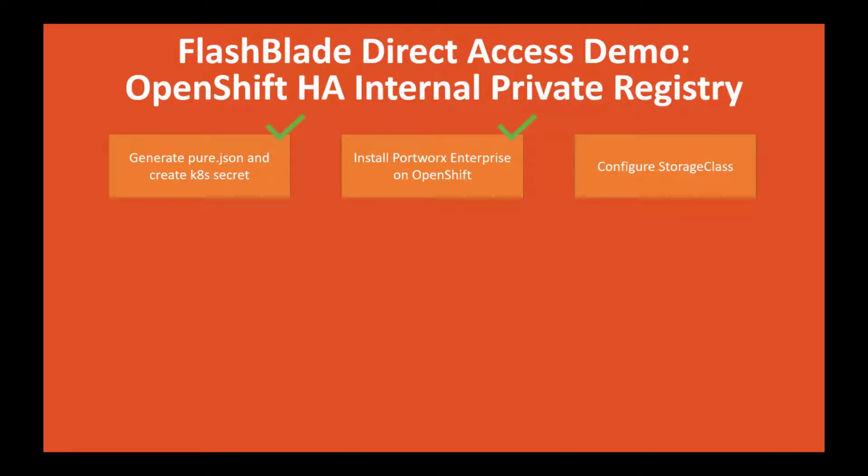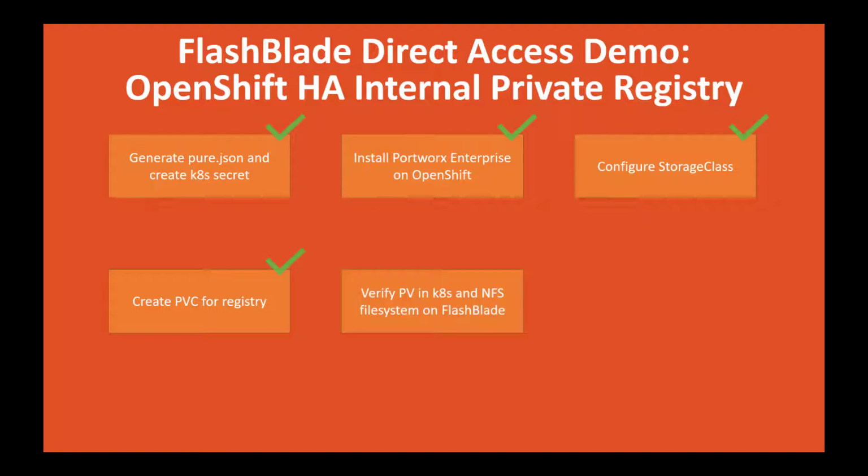Next, we'll configure the storage class that references our FlashBlade through the Portworx provisioner, and then create our persistent volume claim for our internal private registry backing storage. We'll then verify the PV in Kubernetes and Portworx and take a look at the resultant file system in the FlashBlade UI. Finally, we'll assign our PVC to the internal private registry as backing storage, enable the registry operator, and scale the image registry so that it is highly available.